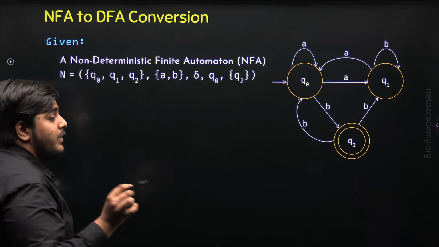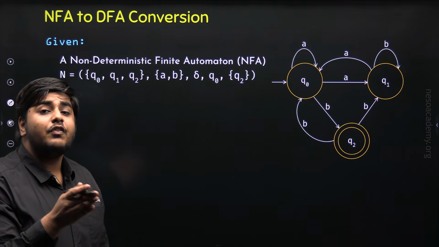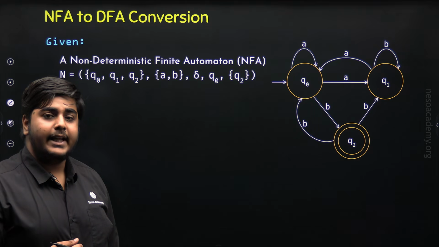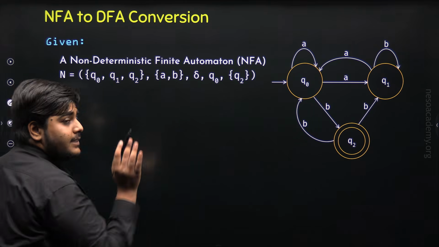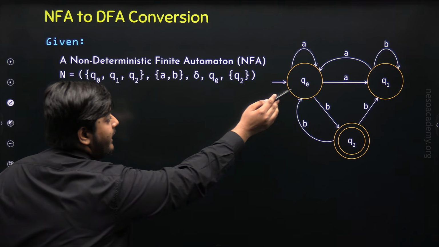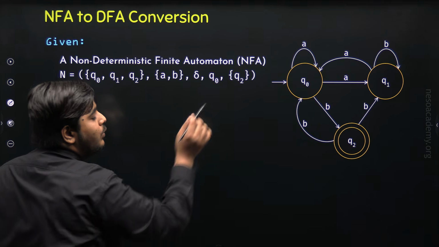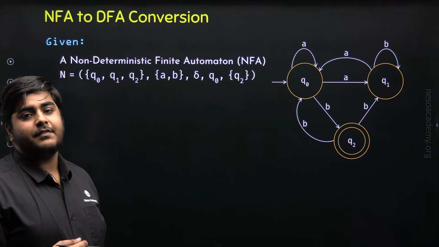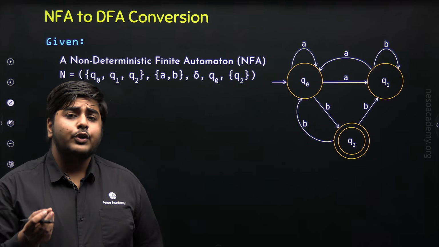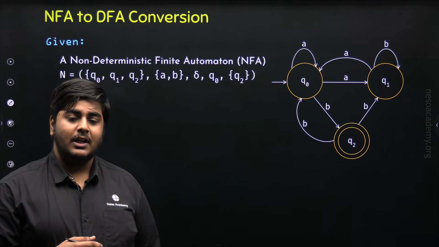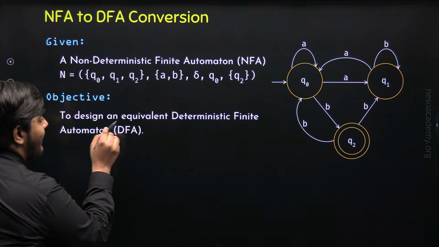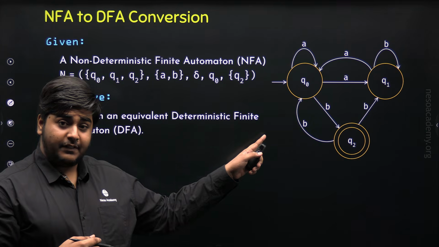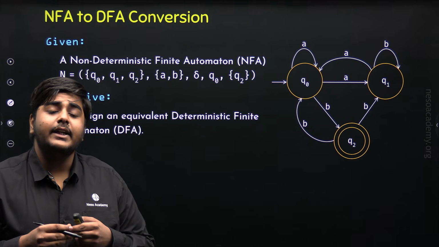This is sigma, which is our input alphabet, that is the set of input symbols. In case of the given NFA, we have only 2 input symbols, A and B. Delta is the transition function, Q0 is the initial state of the given NFA, and Q2 is the final state of our given NFA. So we are given a non-deterministic finite automata. Now what do we want to do with this NFA? Our objective is to design an equivalent DFA for the given NFA. So we are given an NFA and we need to design its equivalent DFA.